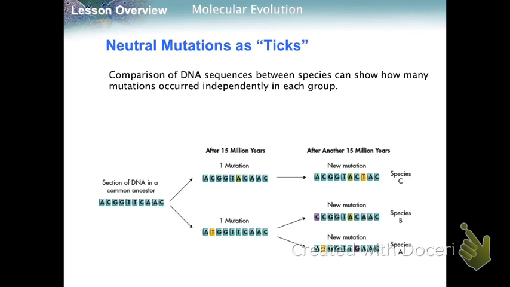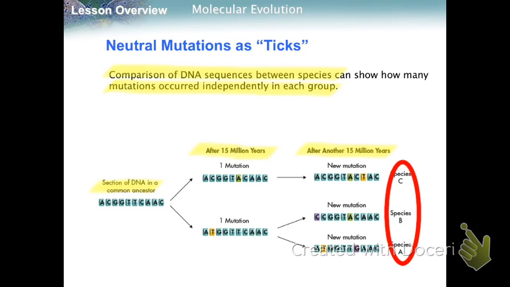So here's an example. You can compare the DNA sequences of two species. Actually, there are 3 species here. And it shows you how many mutations occurred independently in each group. So we have a common ancestor. We're supposing a common ancestor. Then we see after 15 million years and after another 15 million years, here are the 3 different species over here, A, B, and C.